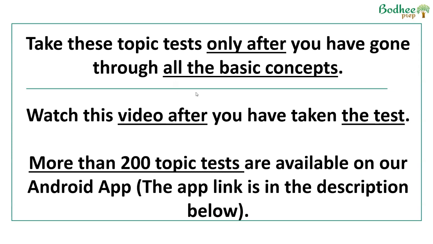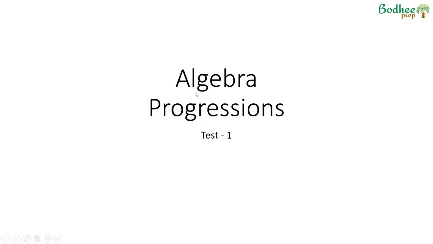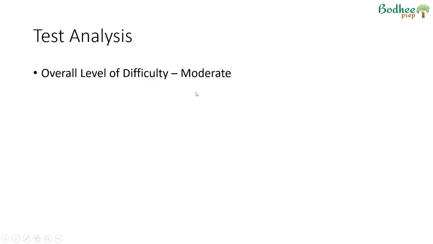This video is on the topic progressions, and this is the first test on topic progressions on the app. Overall, the test is, I think, of a moderate difficulty level, and about 6 to 7 questions net correct would give you a 95 plus percentile easily.